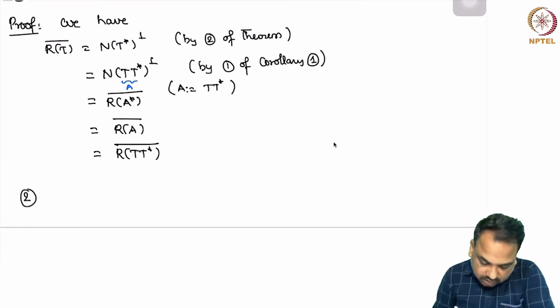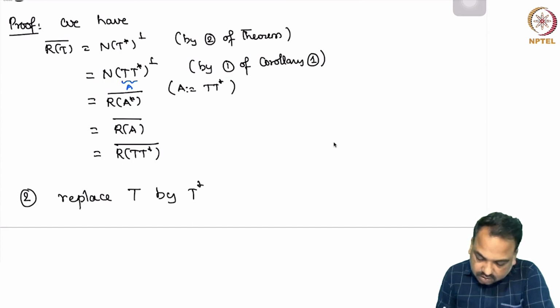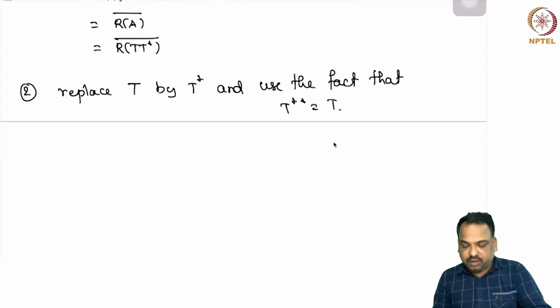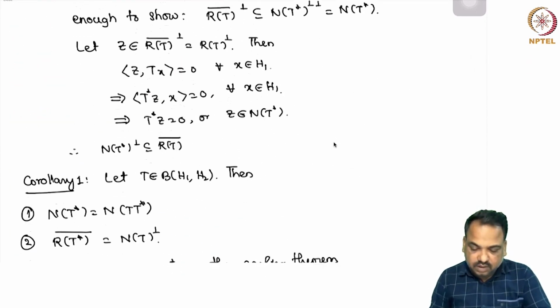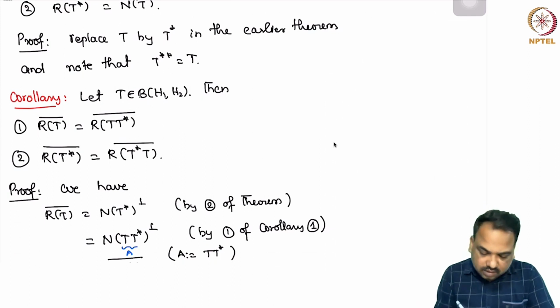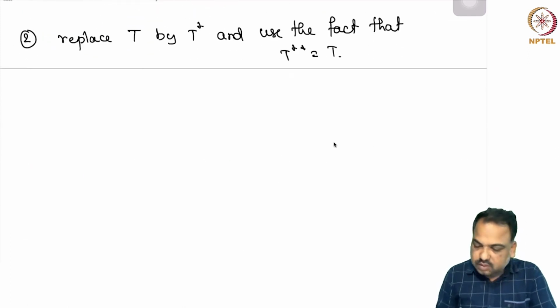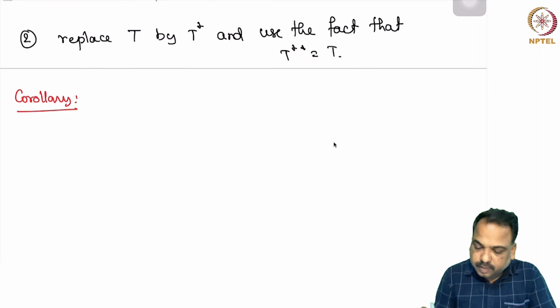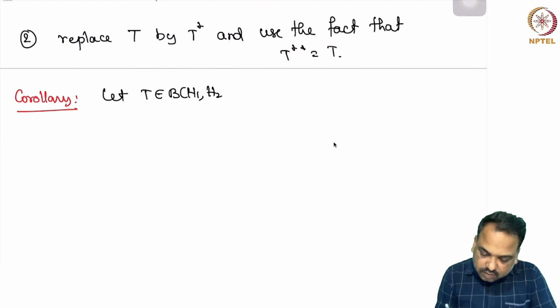Now to prove the second one, replace T by T star and use the fact that T double star equals T. Now as one more corollary, we can say: corollary, let T be a bounded operator from H1 into H2. Then we have the following.